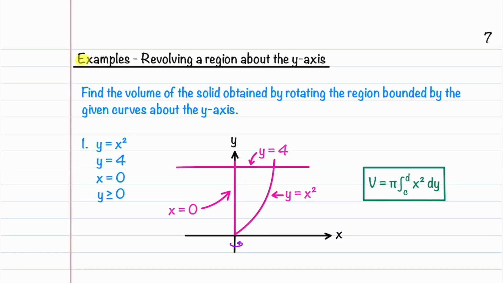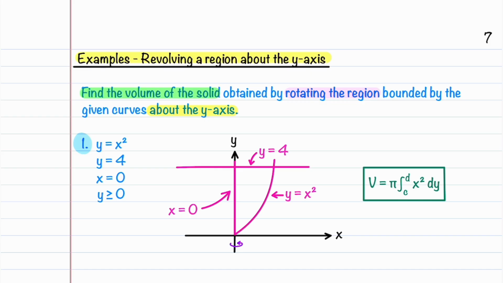We are going to look at two examples where we are going to revolve a region about the y-axis, and we're going to use disks and washers. We're going to find the volume of the solid obtained by rotating the region bounded by the given curves about the y-axis. In our first example, we are given a curve, two lines, and a region.